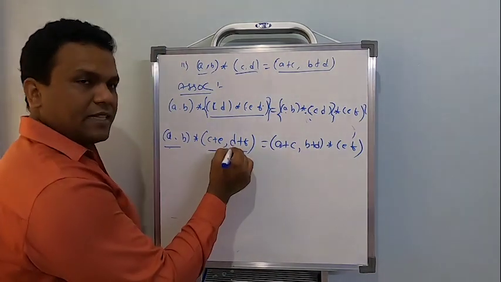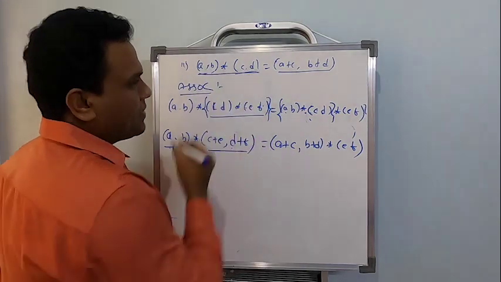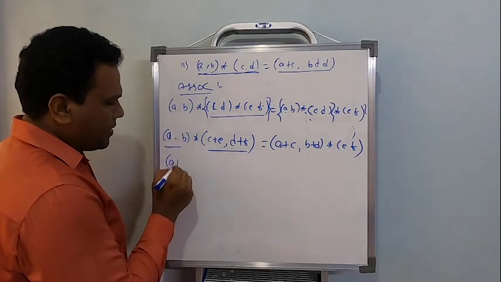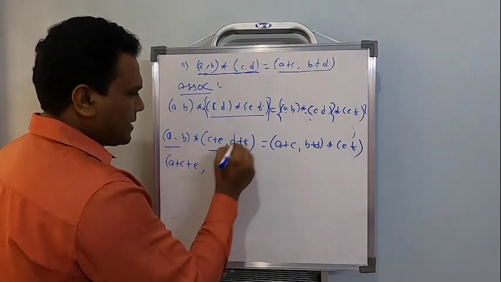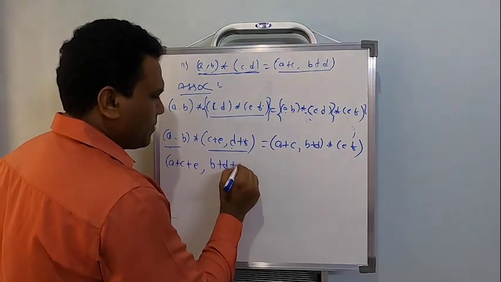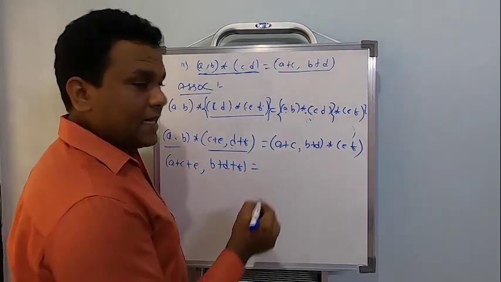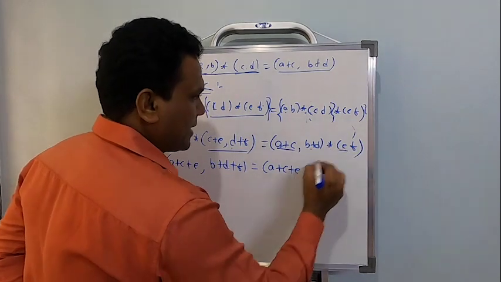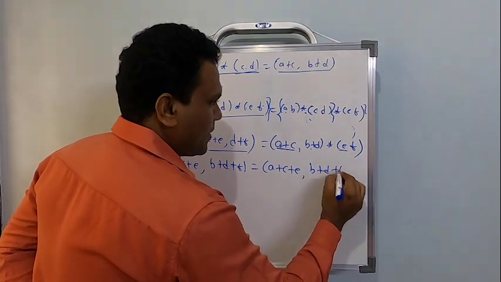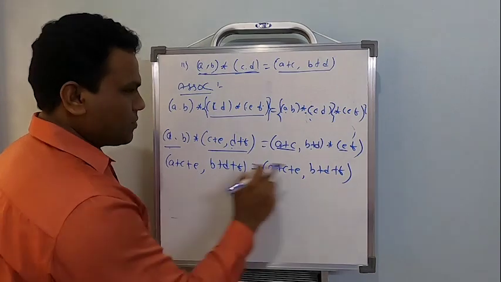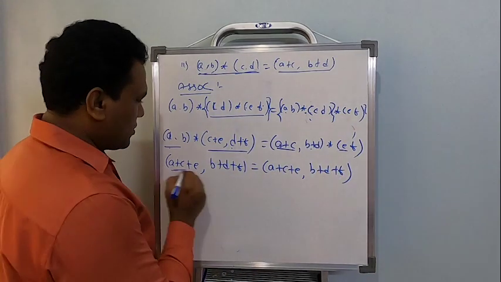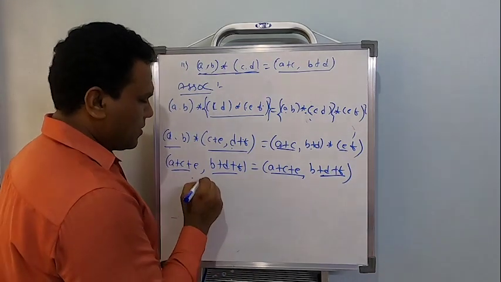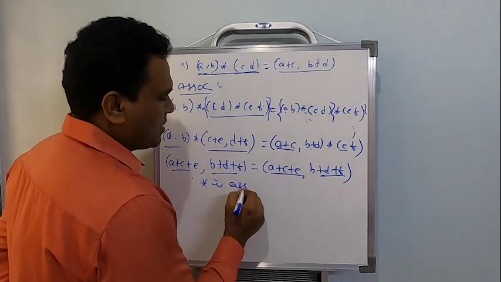This is the first ordered pair, this is the second ordered pair, and every time this definition has to be applied. So apply the definition means add the first element A plus C plus E, add the second element B plus D plus F. Same way, add the first element A plus C plus E, add the second element B plus D plus F. Clearly you can notice both sides we have the same values because the first elements are equal and the second elements are equal. Therefore, star is associative.